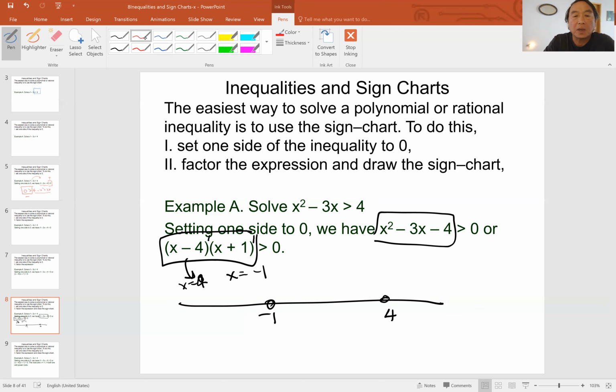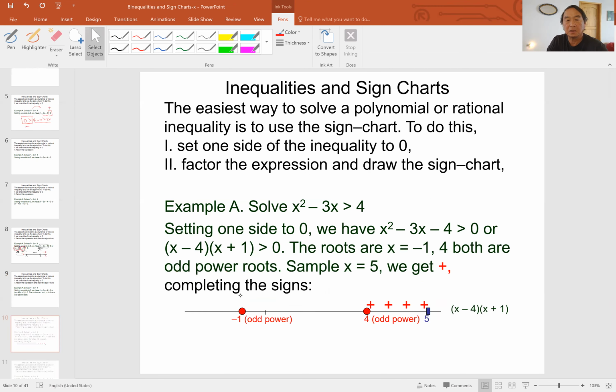So we test a point, and if I test 5 and put it into these formulas, in particular these parentheses multiplying, I get 2 positives multiplied, I get plus. And recall from the last section, since both only have power 1, in this case it means the sign will change when it crosses, because it's an odd power. And for minus 1 it's the same thing. That means it will change back to a plus sign. So here is the sign chart.